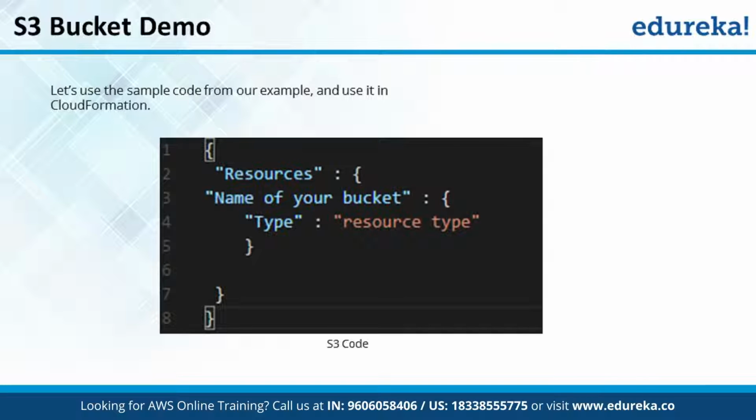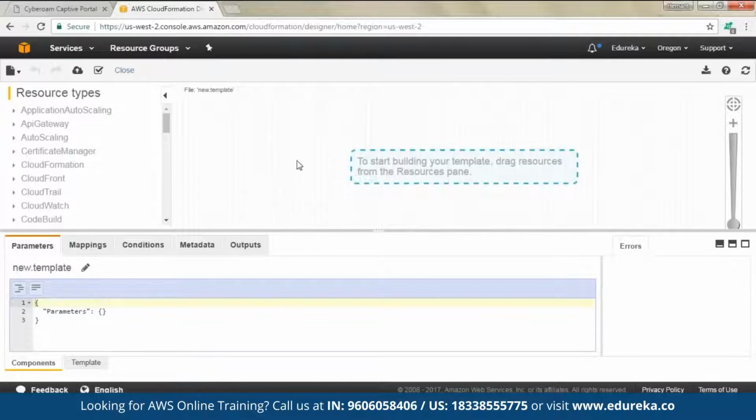This is our first demonstration. Herein we'll be creating an S3 bucket from CloudFormation. We'll be designing a template around that first, and then we'll be deploying this code. So let's do that. Let's go to our CloudFormation window now. We have to create an S3 bucket, so we'll scroll down to the S3 service.